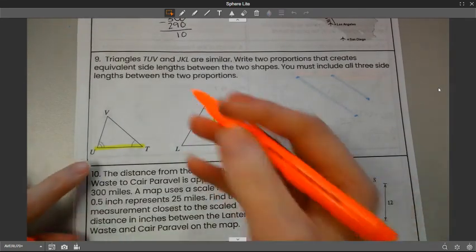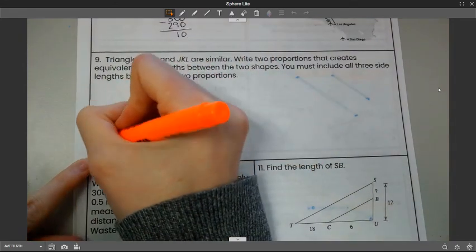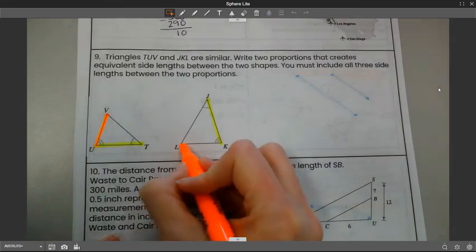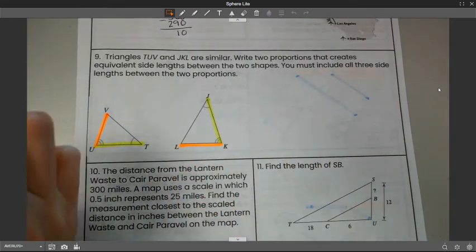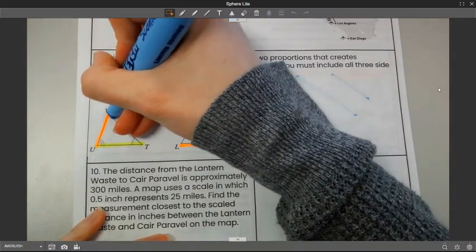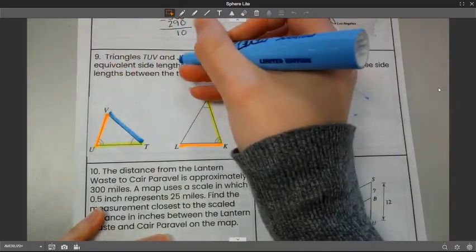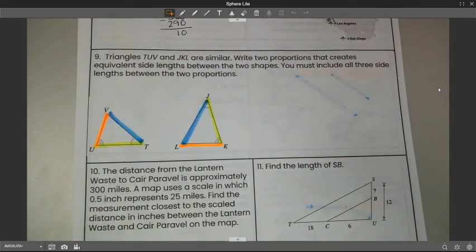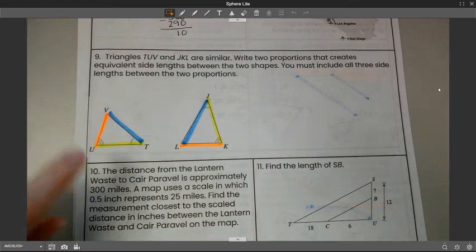So now we have UV, which is the second and third letter. Well, that better match with the second and third letter here, which is KL. These are all side lengths that line up. And then we have VT, which is the third and the first letter, matching LJ, which is the third and the first letter on the other one. So now that they are all lined up, I can create some proportions.